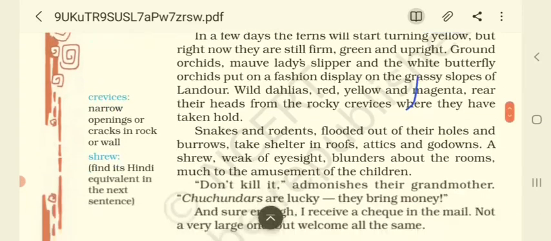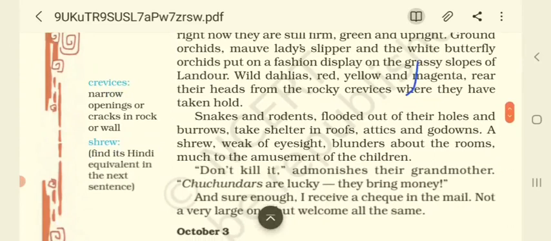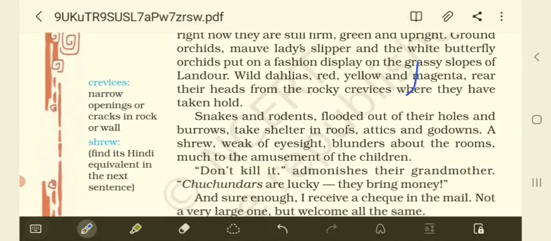Now, wild dahlias, red, yellow, magenta, rear their heads from the rocky crevices. So what are crevices, class? These are narrow openings or cracks on rocks or walls. So different flowers are poking their heads out from the crevices where they have taken hold.